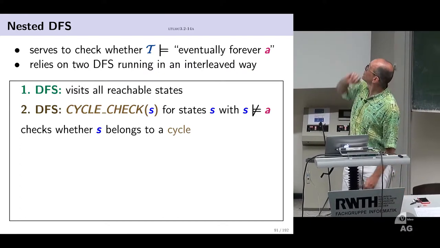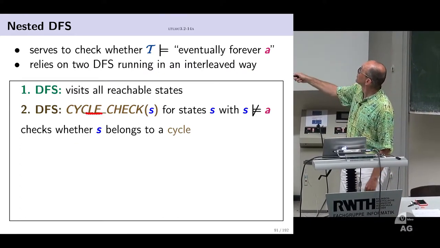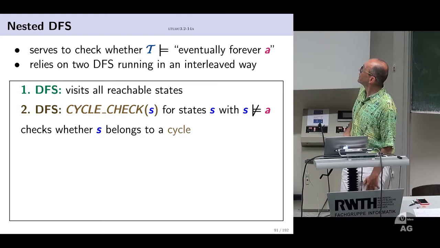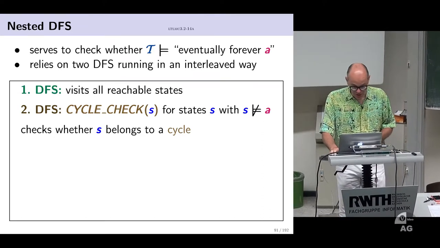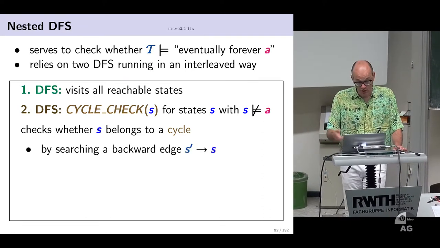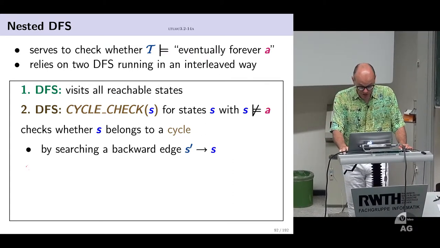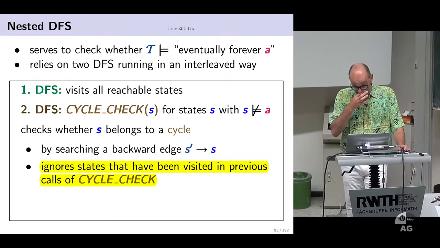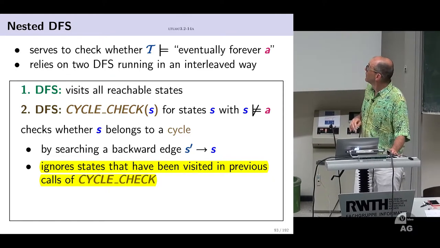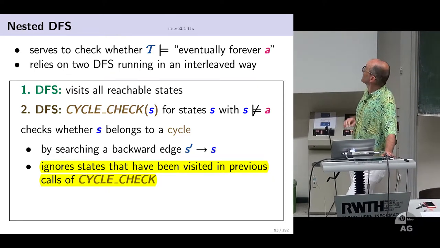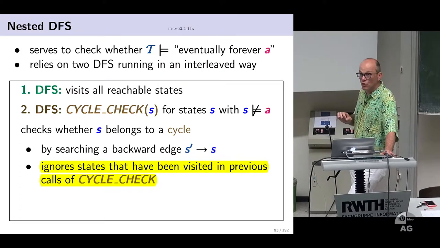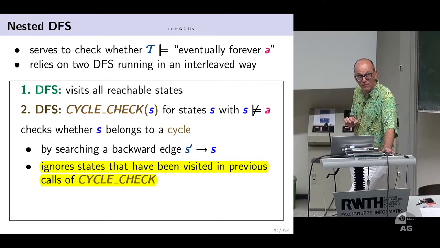So first you visit all the reachable states. Then you do a cycle check for the states violating A in order to check whether S belongs to a cycle. Looking for a cycle means trying to find a backwards edge. And the important point, and that's the second thing, is that we are going to ignore all the states that have been visited before in previous calls of cycle checks.